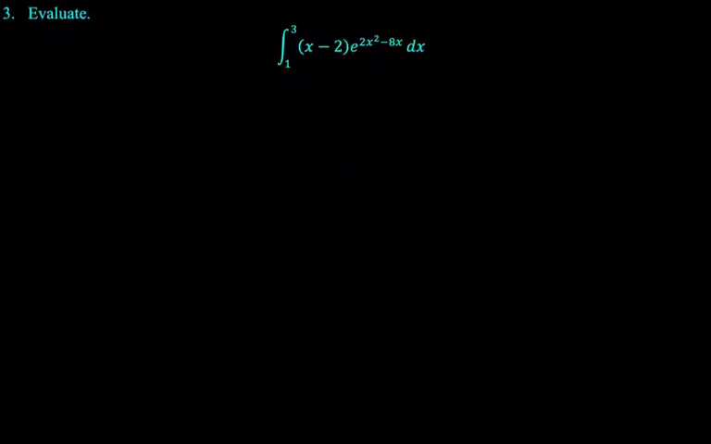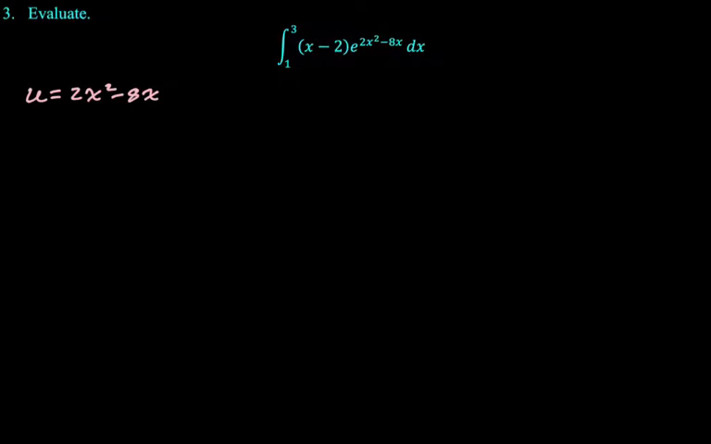All right, next up, evaluate. I guess we're just doing a lot of definite integrals today. From 1 to 3, quantity x minus 2 e to the 2x squared minus 8x dx. So I'm going to try to make u equal to the exponent of e. There's an alternative approach to this where you let u equal the entire exponential, which is actually probably a better idea.